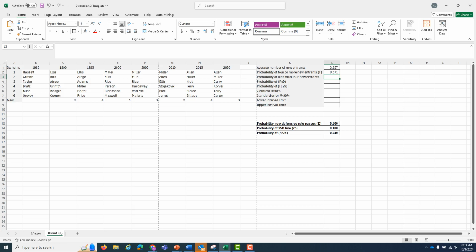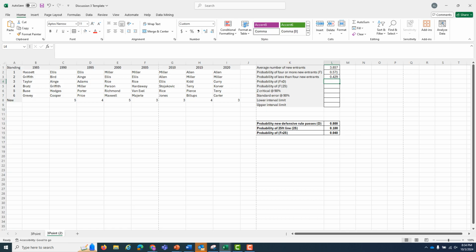So what's the probability that there are going to be less than 4 entrants? Well, these two are exhaustive. We can only have 2 conditions, either 4 or more make it in, or less than 4 make it in, which means this would just be the complement of the probability of it occurring. So 1 minus that 0.571 is going to give us 0.429. If there's a 57.1% chance that 4 or more people enter the top 6 all time in 3-point field goals made, there's a 42.9% chance that they don't.